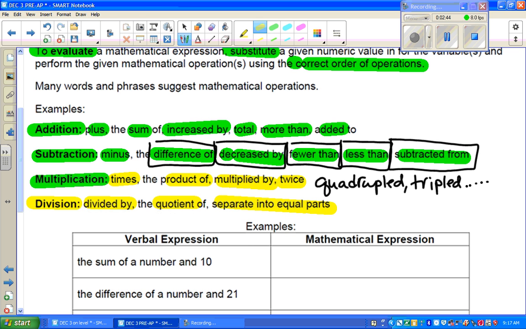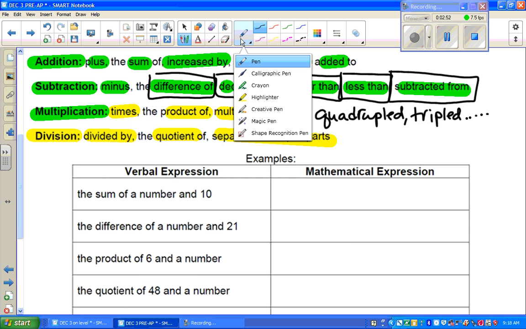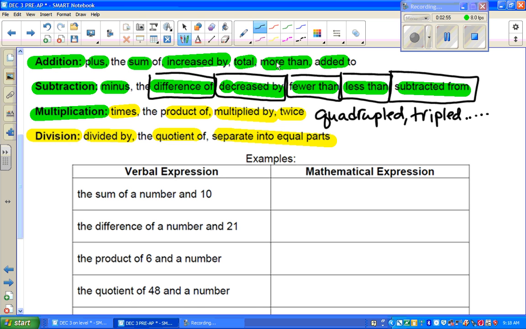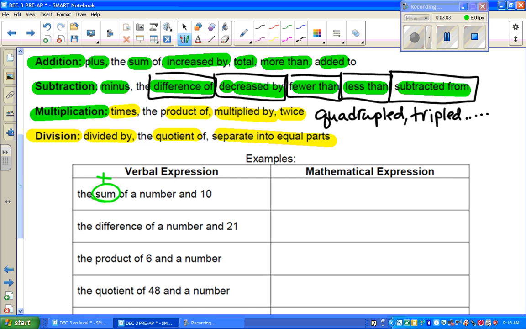Now let's go on to the table, and we're going to fill this in. They give us a verbal expression, and then we're going to fill in the mathematical expression. The first one says the sum of a number and 10. If you'll look back, remember that sum means to add. So we're going to say a number, and you may use an n, or you can use an x here. So you would say n plus 10.